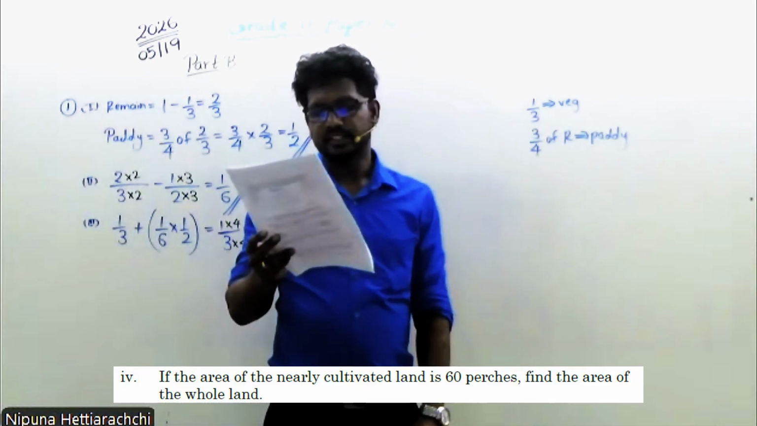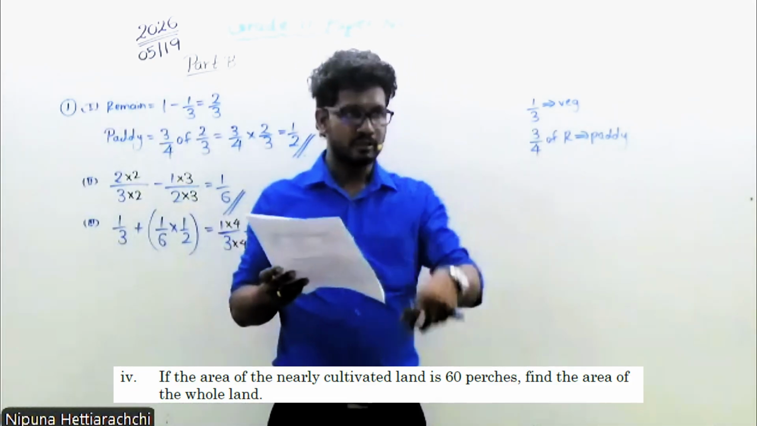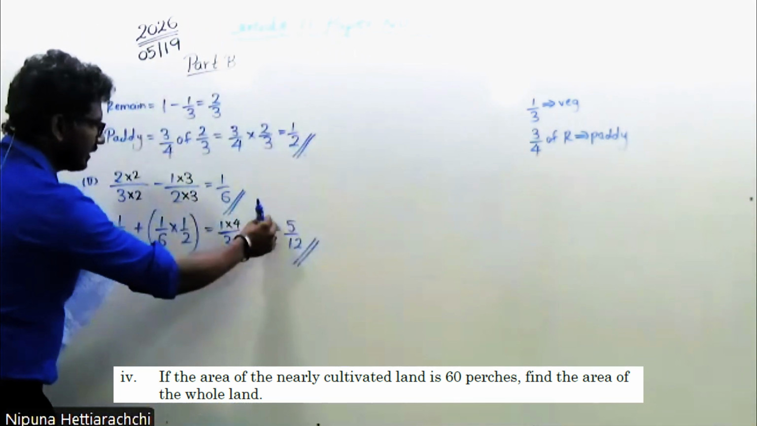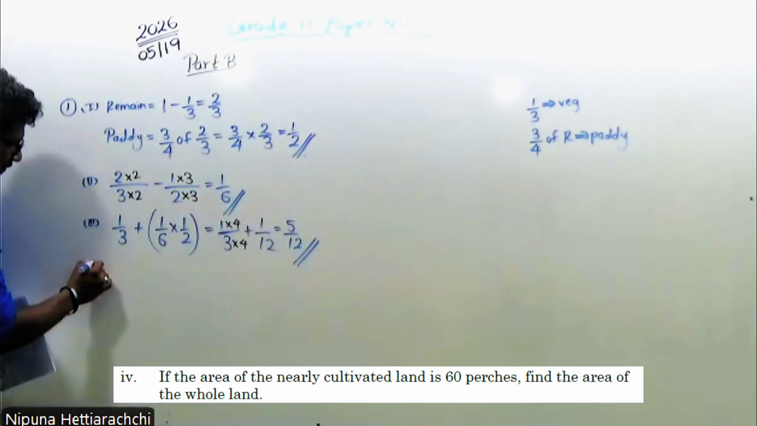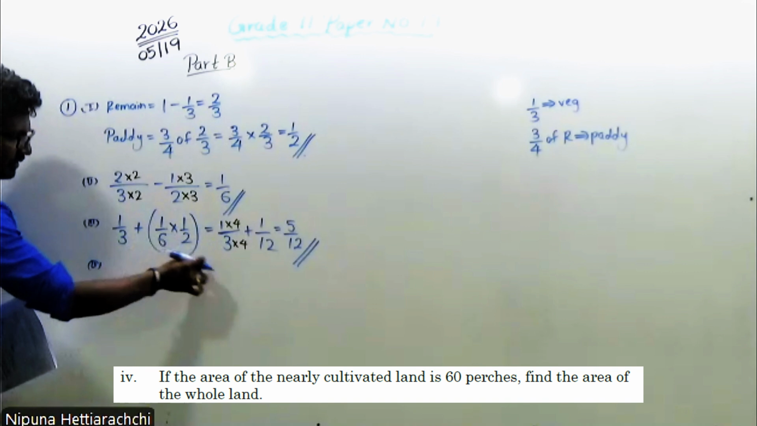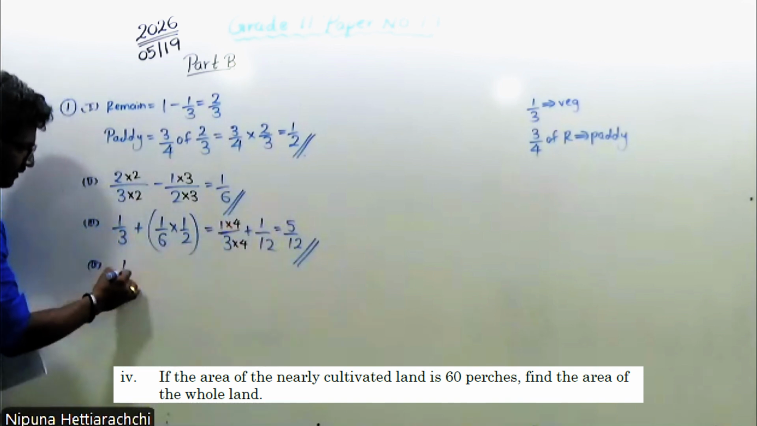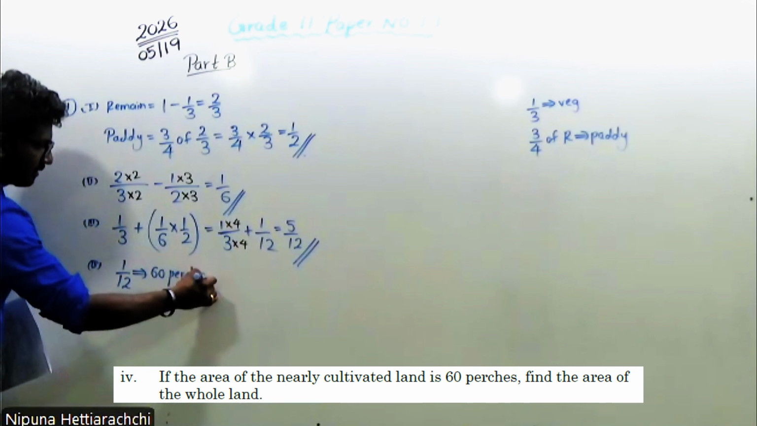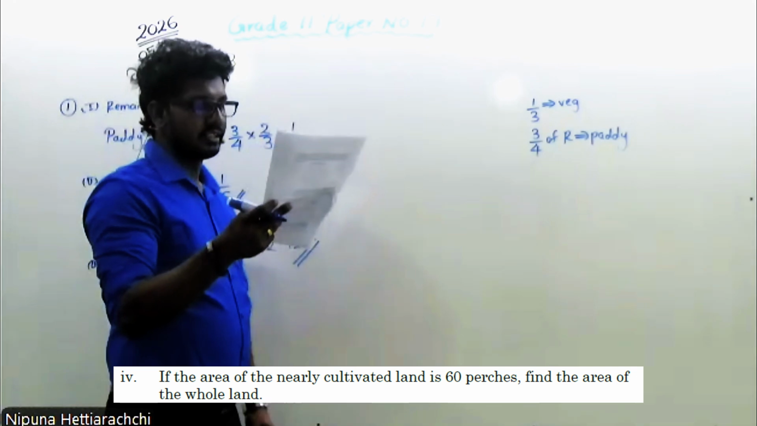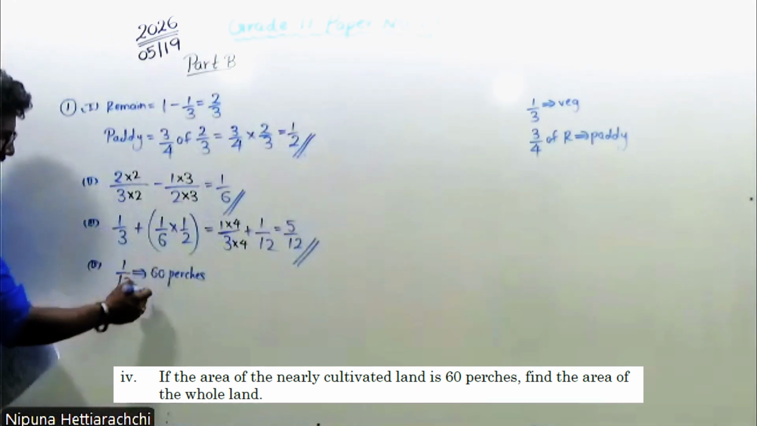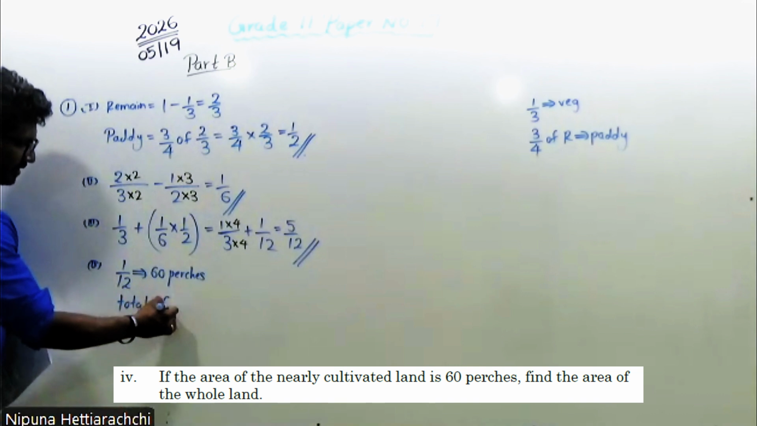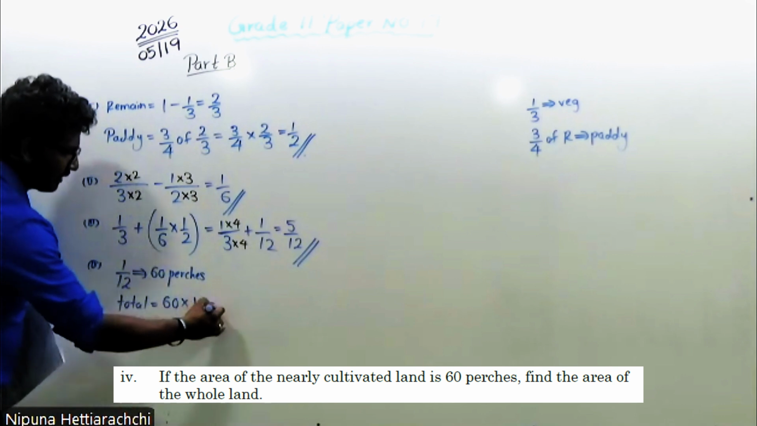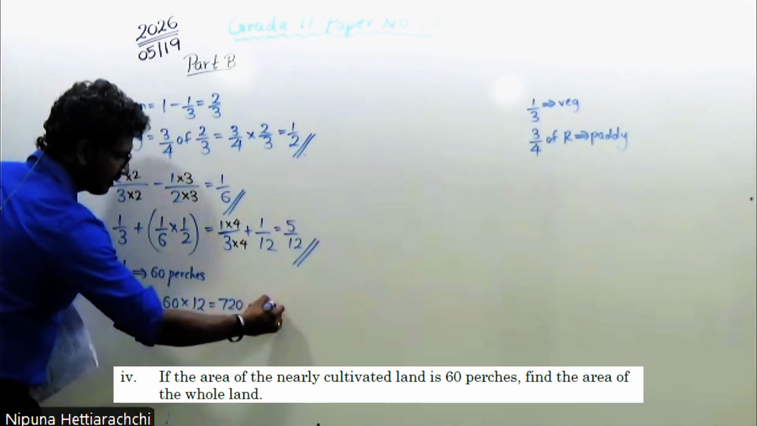If the area of the newly cultivated land is 60 perches, the newly cultivated amount is 1 out of 12, because half portion from the 1/6, that means this is the newly cultivated portion. That one is similar to 60 perches. Find the area of the whole land. Total becomes 60 times 12, because one portion is 60. Total land is 12 times of that one, 720 perches.